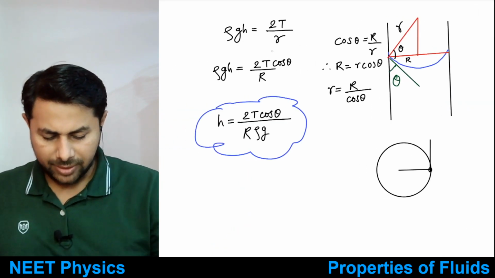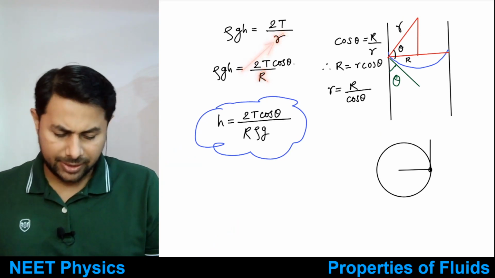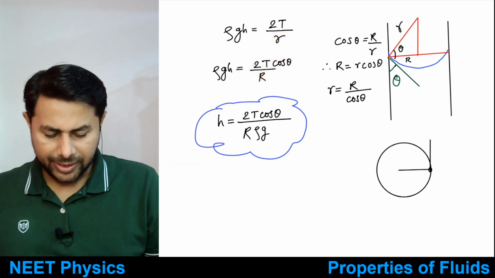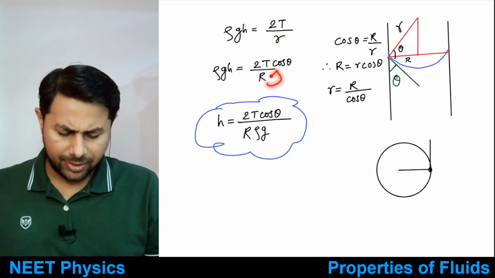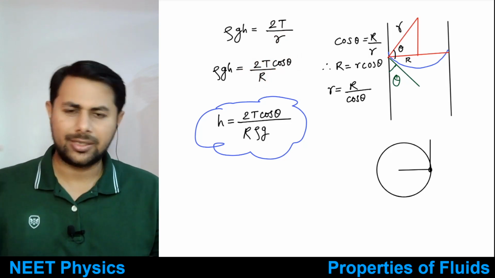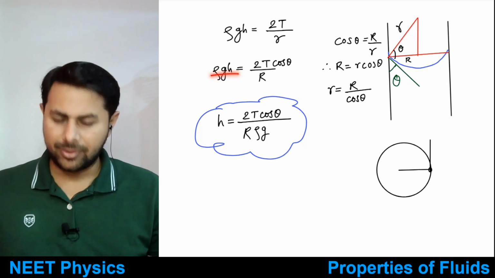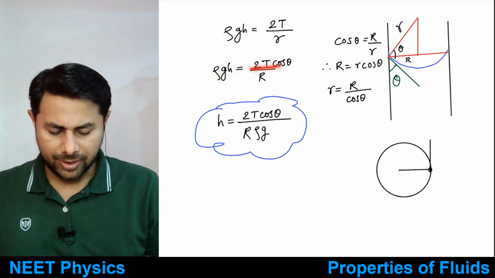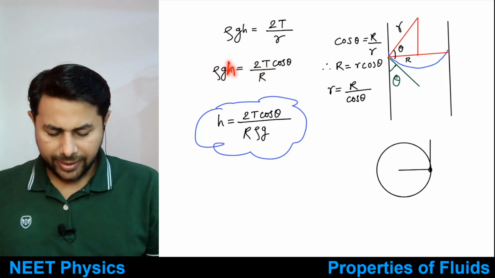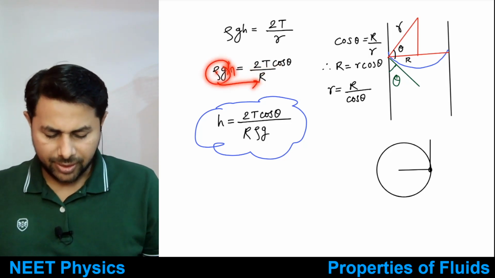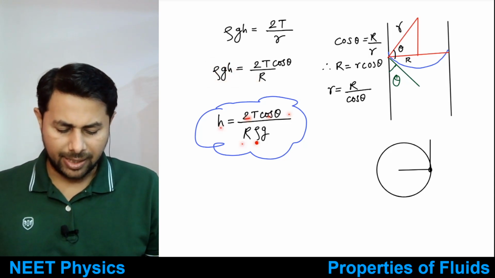So when you substitute that here, small r is equal to what? Capital R divided by cos theta. So then what you get is 2t divided by capital R divided by cos theta, and that cos theta goes to the numerator because it is in the denominator of the denominator, right? So then you get rho g h is equal to 2t cos theta upon r. Then you wanted h, so you can take this rho g on the other side. So you get h is equal to 2t cos theta divided by r rho g.